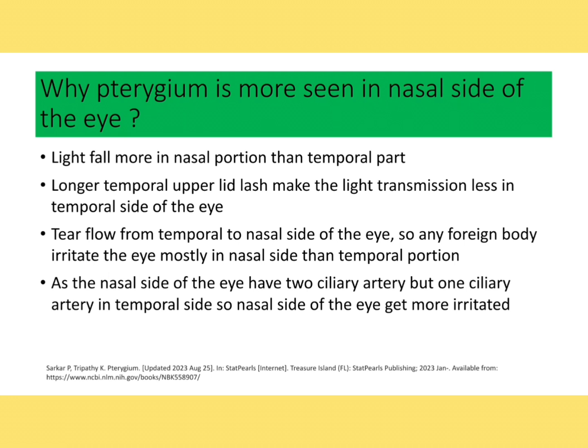Another reason is that the nasal side of the eye has two ciliary arteries, but only one ciliary artery is present on the temporal side. So any congestion or hyperemia is more seen in the nasal portion of the eye than the temporal portion. This can be one reason that pterygium is more seen in the nasal portion of the eye than the temporal portion. Okay.